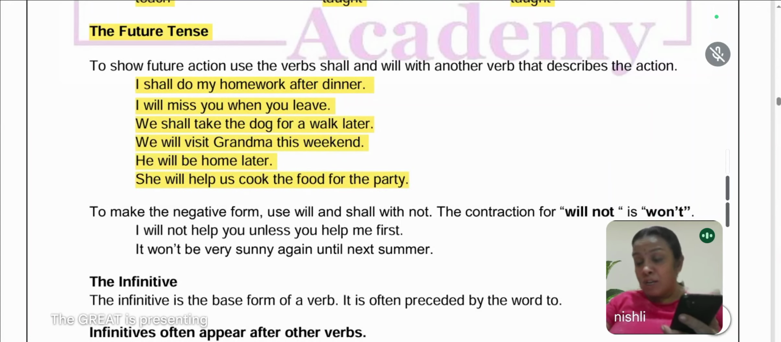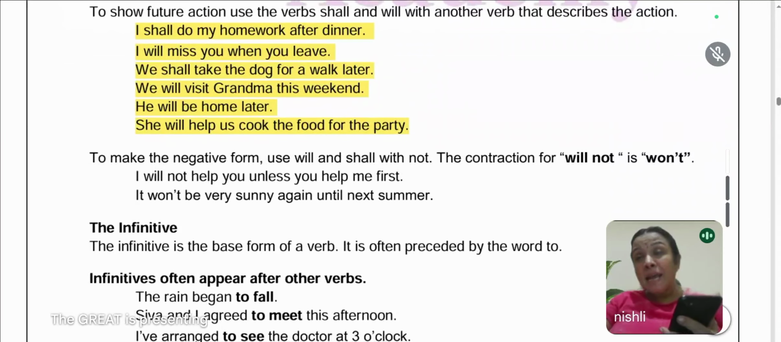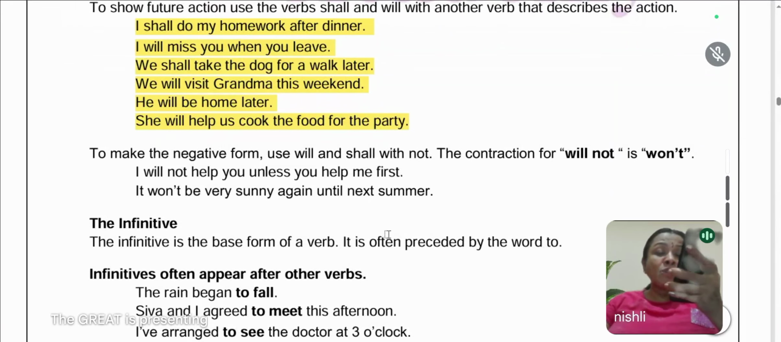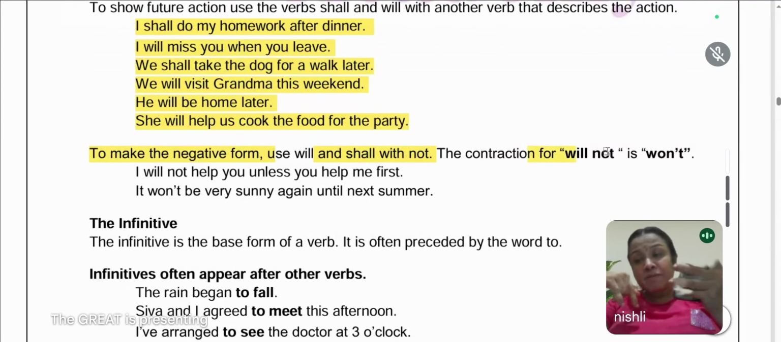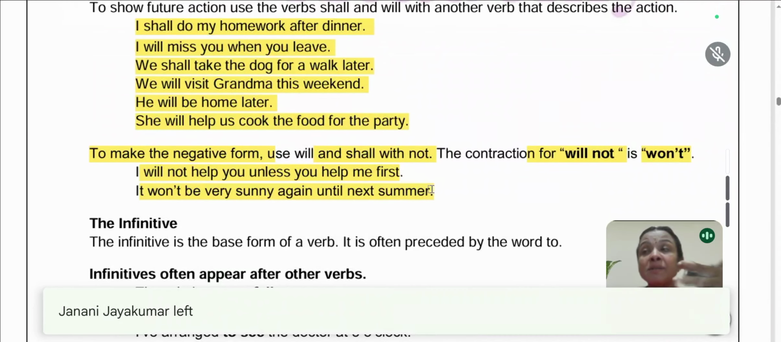The party has still not begun, so you are expecting help from somebody. She will help us cook the food for the party. Similarly, to make the negative form, you have to use the word not. I will not help you unless you help me first. So this becomes negative. You are telling the opposite thing. If you help me, I will help you. That is the meaning. It won't be very sunny again until next summer. So you are predicting that until next summer comes, it won't be very sunny at all.